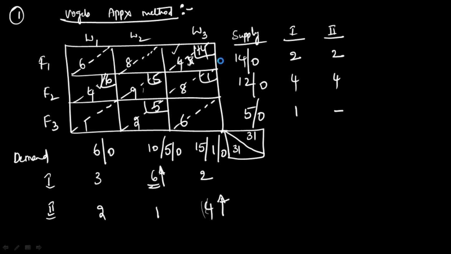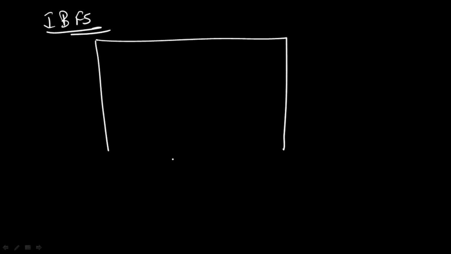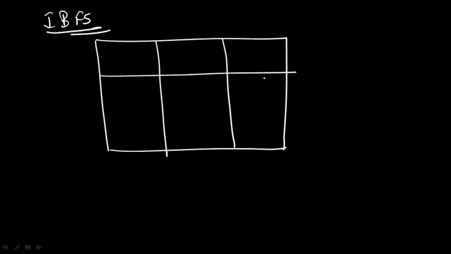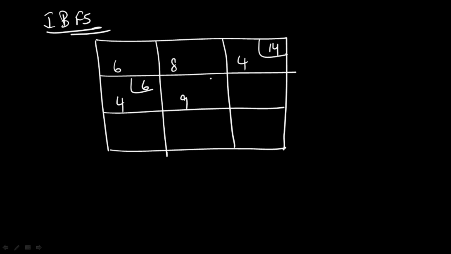Is that clear? Now, IBFS. What is IBFS that we have got? I'll just repeat the matrix here. 3 rows and 3 columns. Okay, what you have got, Nana? 6, 8. For 4, there's an allocation of 14. Okay, then for 4, there is an allocation of 6. 9, there is an allocation of 5. 8, there is an allocation of 1. 1, 2, there is an allocation of 5.